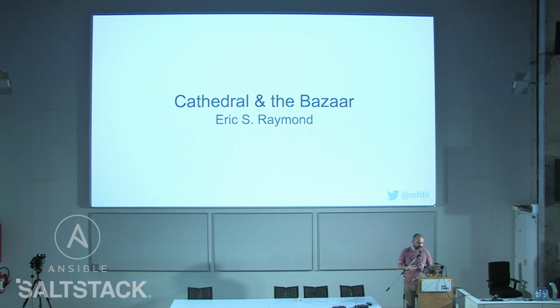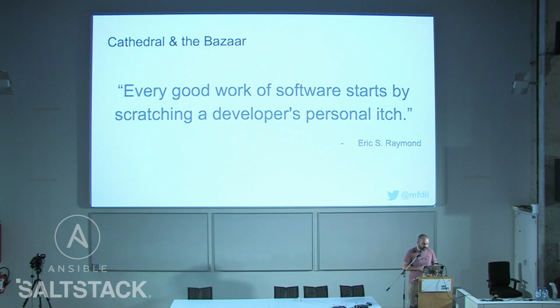So around 1999, somebody wrote an essay which turned into a book called The Cathedral and the Bazaar. And in this book, Eric Raymond compared the GNU model of having a bunch of dictators on how they worked to the Linux model, which was a much more open model, which we can see in GitHub. But one thing that Eric said in this talk was, every good work of software starts by scratching a developer's personal itch.